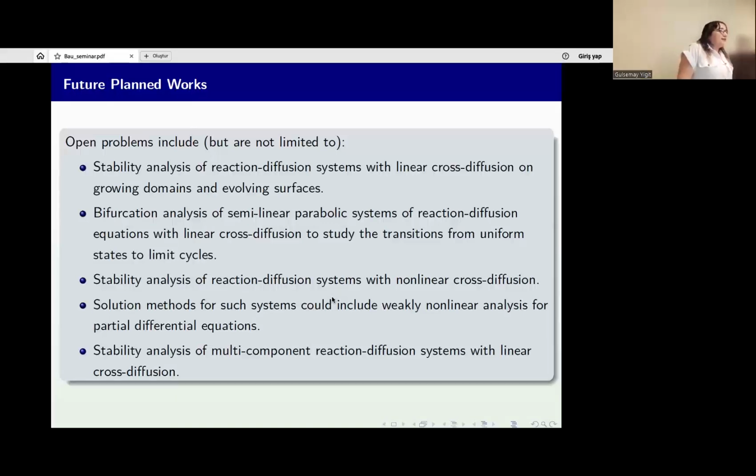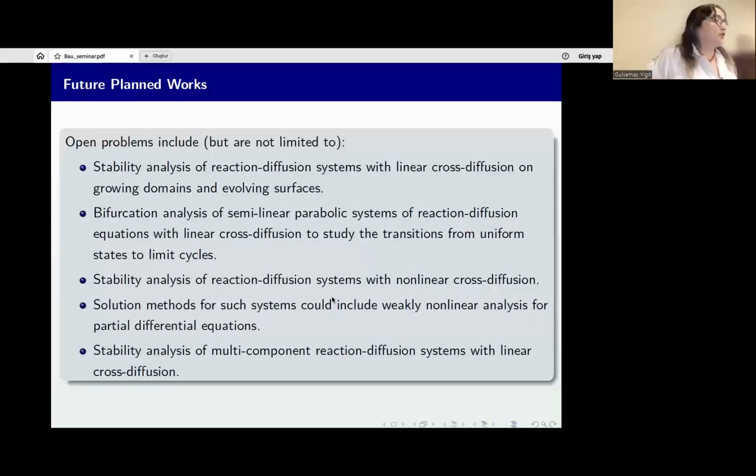Also, with linear cross-diffusion, we are trying to do that with different kinds of reaction diffusion systems. Nonlinear cross-diffusion has been studied, but it's not well studied. We don't have much knowledge about nonlinear cross-diffusion. Our cross-diffusion is linear in our case. And weakly nonlinear analysis might be a good approach, other than the linear analysis that we did here.